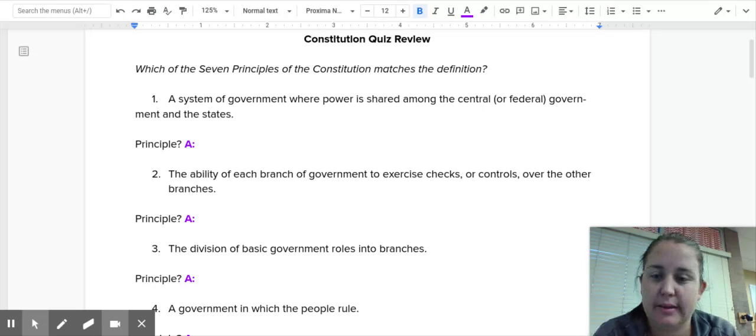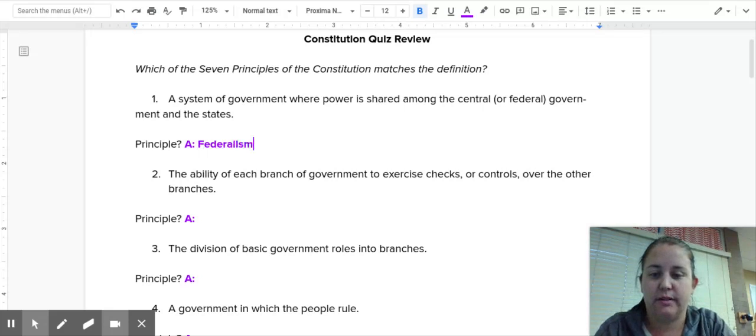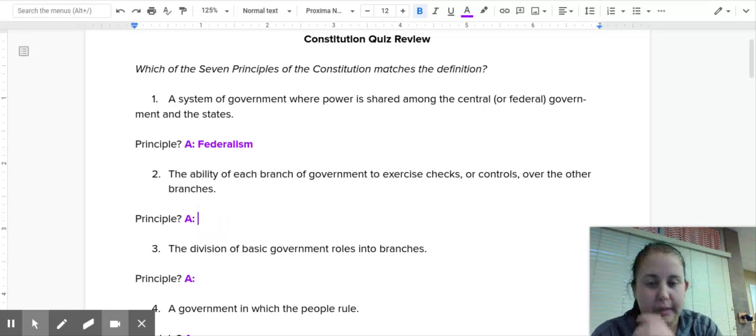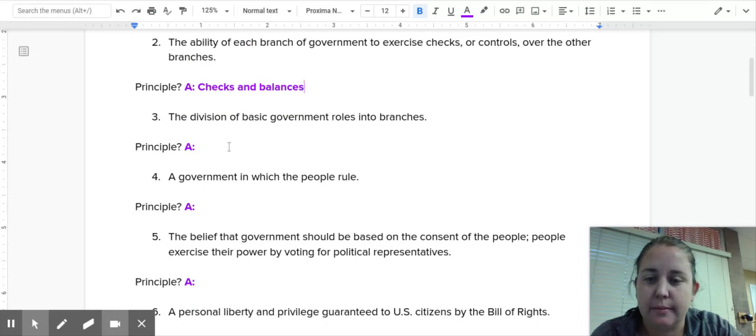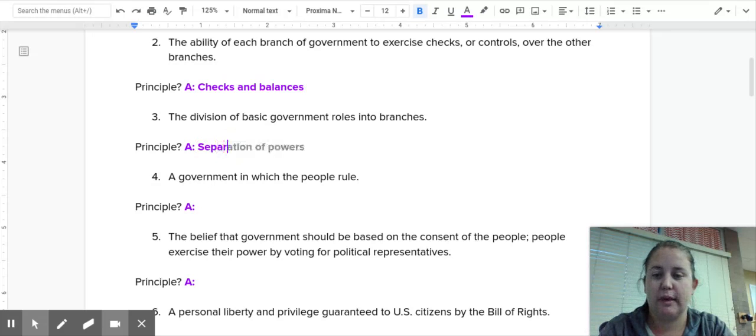So number 1, a system of government where power is shared among the central or federal government and the states. This is a power called federalism. Number 2, the ability of each branch of government to exercise checks or controls over the other branches. This is checks and balances. Number 3, the division of basic government roles into branches. Those 3 branches make up separation of powers.